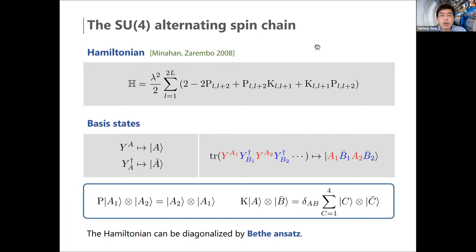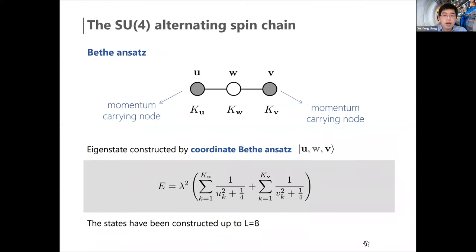So this is the usual thing that we know. The important thing is this Hamiltonian, although it looks complicated, is integrable and can be diagonalized by Bethe ansatz. I will not bother you with all the details of the Bethe ansatz, but I will show you some very important differences between this kind of spin chain and the usual spin chain that we see in N equals 4. In our paper, we give a detailed prescription for how to write down the coordinate Bethe ansatz to construct the eigenstate of the Hamiltonian. So this is a nested coordinate Bethe ansatz, and as expected, the wave function is rather complicated.